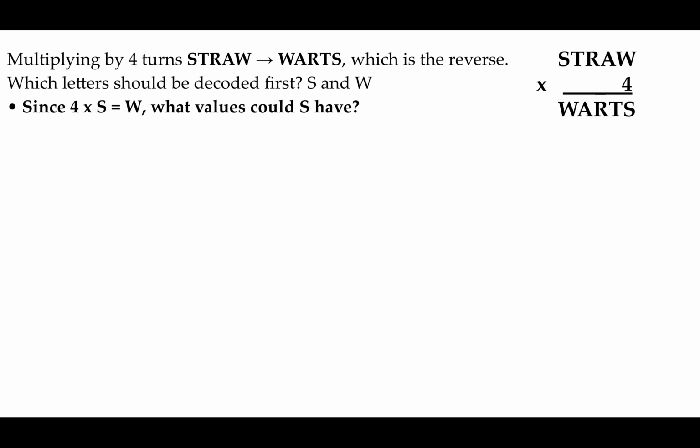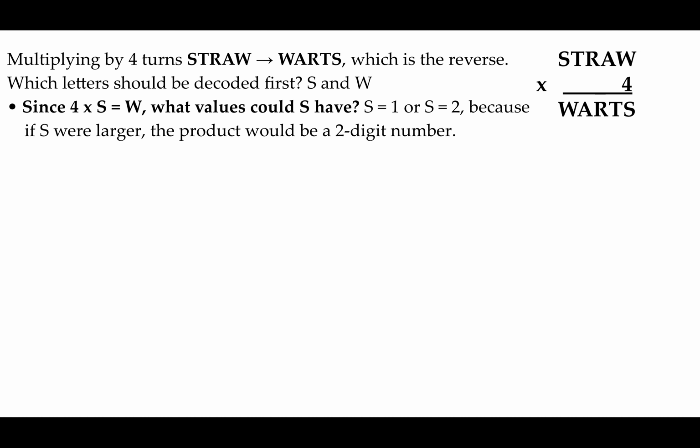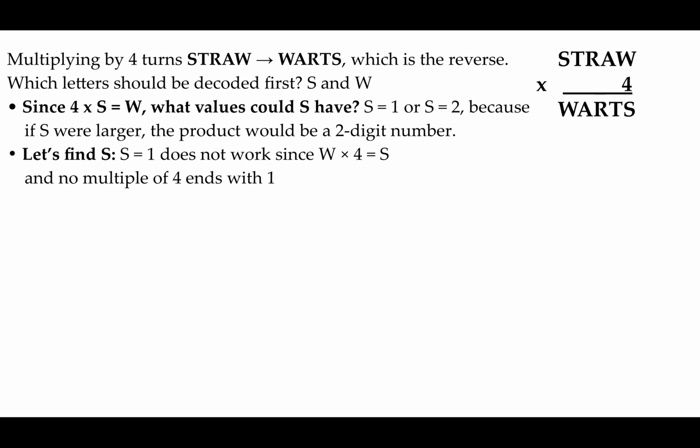So since 4 multiplied by S is W, what values could S have? Well, S could be 1 or S could be 2, because if S were larger, the product would be a 2-digit number, and then it would carry over. So let's try to find S. S equals 1 does not work because W multiplied by 4 equals S, and no multiple of 4 ends with a 1, because we'd have 4, 8, 12, 16, etc. So therefore, S has to equal 2.